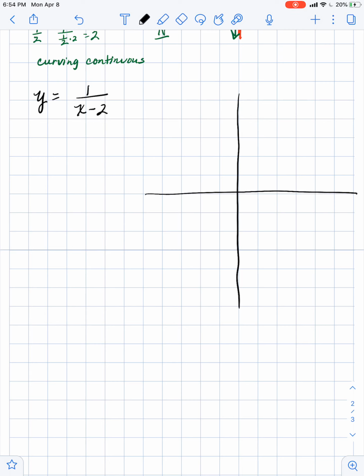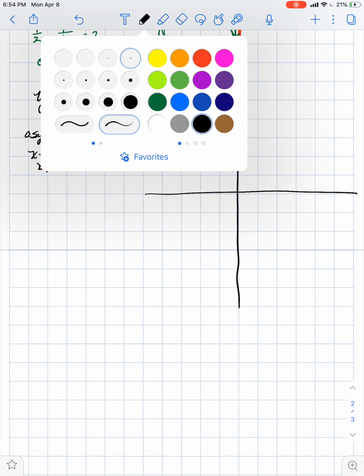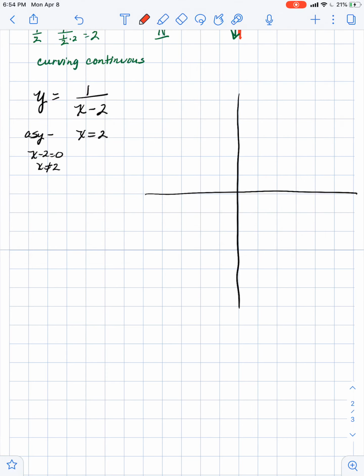Now, when I go to do my asymptote, in this case, it is x equals 2, right? Because I took x - 2 equals 0. X cannot be 2, so that becomes my asymptote line. So when I go to graph that, I want to graph the x equals 2 line. So that is the line right here.